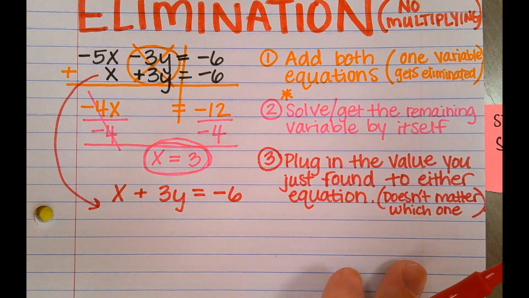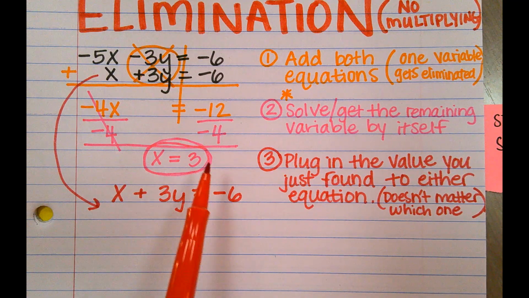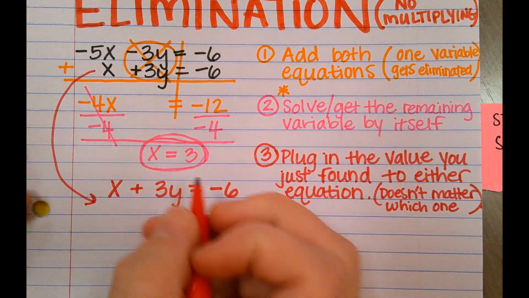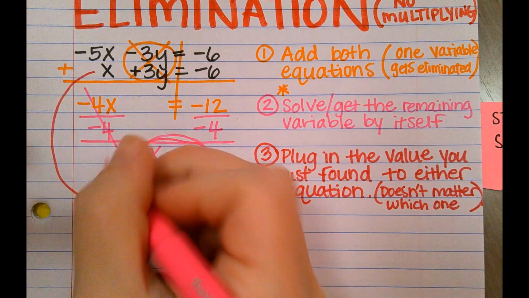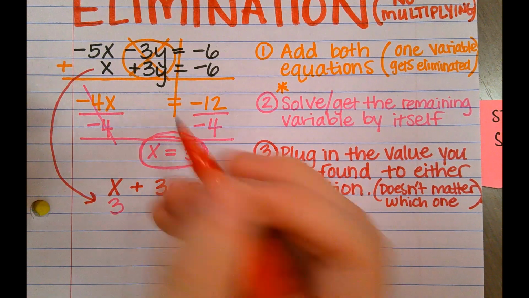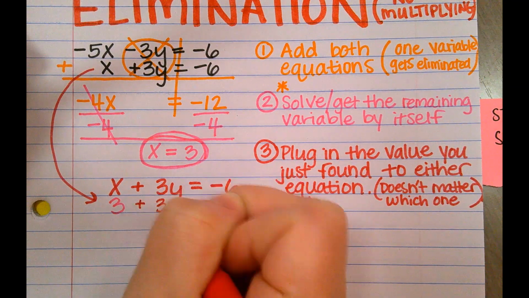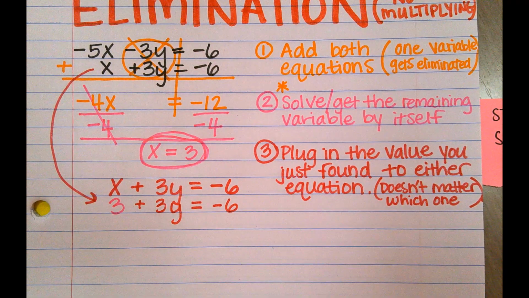What am I plugging in? My x. Instead of x, I'm writing 3. So we're going to write 3 plus 3y equals -6. Okay, so I plugged it in.